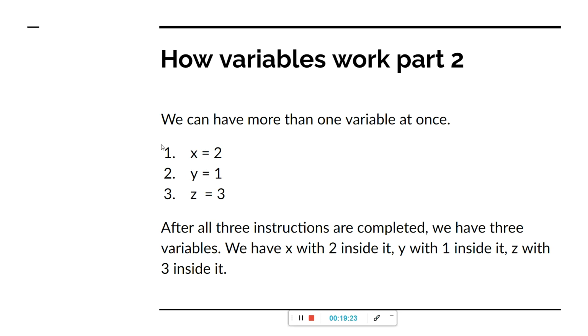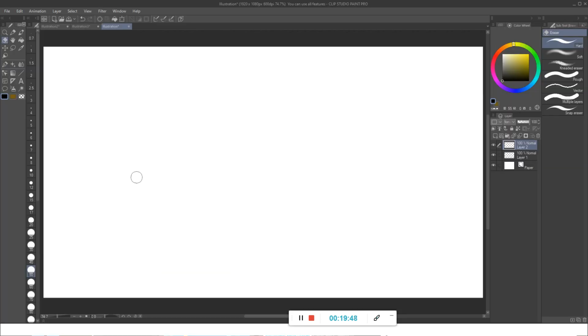And inside, after the first instruction, the number 2 is put inside the variable x. After the second instruction, the number 1 is put inside the variable y. And in the third instruction, the number 3 is put inside the variable z. So after all 3 instructions are completed, we have 3 variables. We have x with 2 inside it, y with 1 inside it, and z with 3 inside it. So if we were to look at this in depth, what's really happening is this.